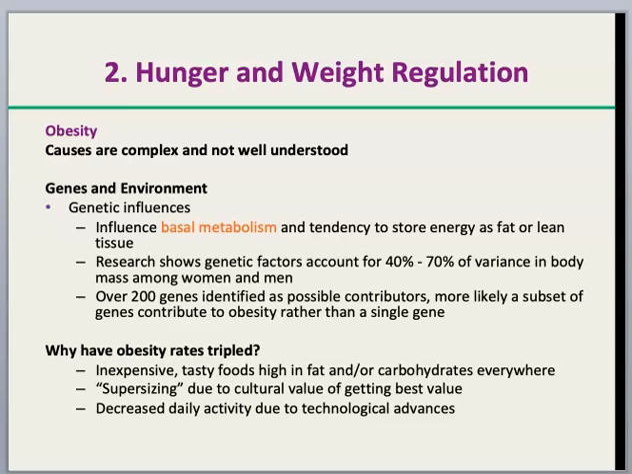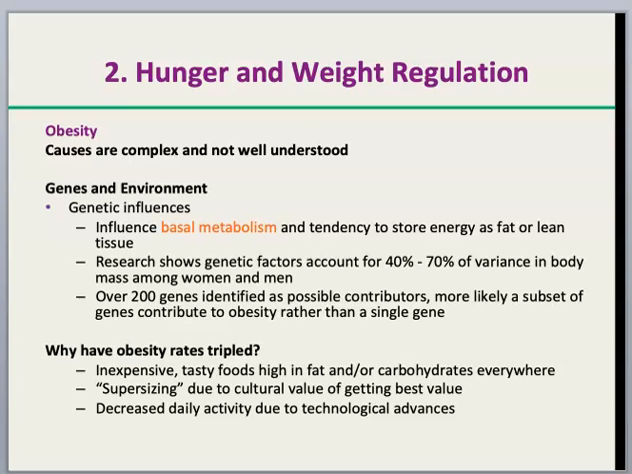You inherit your basal metabolic rate and the tendency to store energy either as fat or as lean tissue. Okay, so you inherit that. Yeah, I mean, you see people who seem to be able to eat as much as they want and not gain any weight, and then there's some people who simply can't do that. And much of that has to do with your basal metabolism that you inherit from your parents.